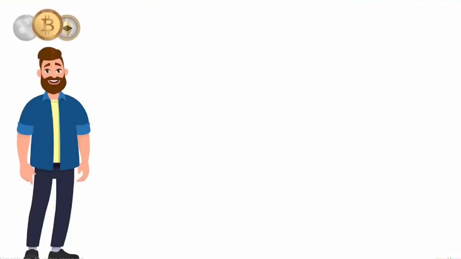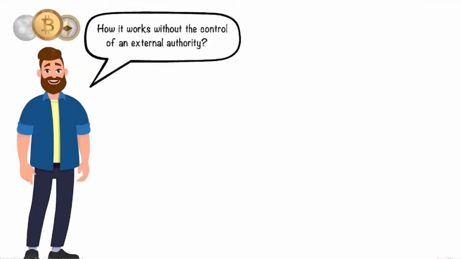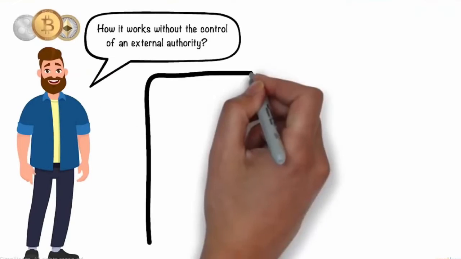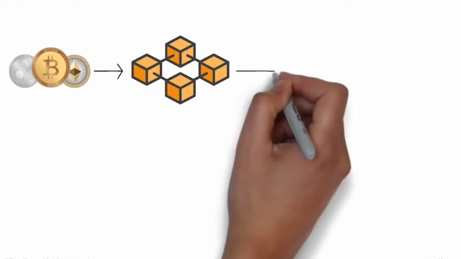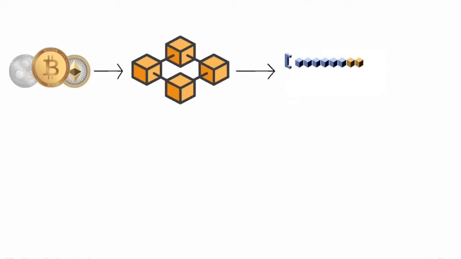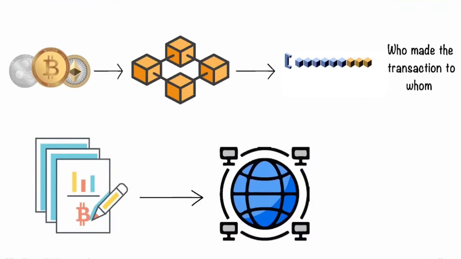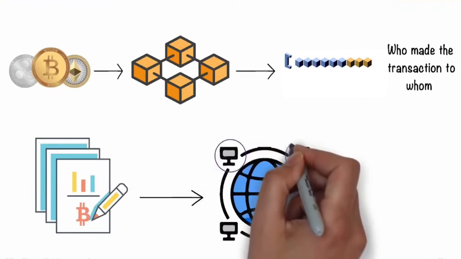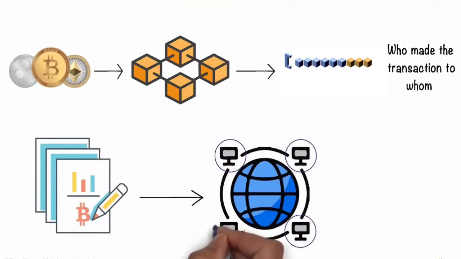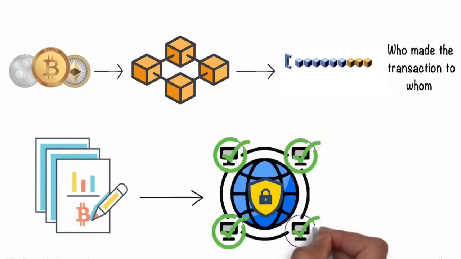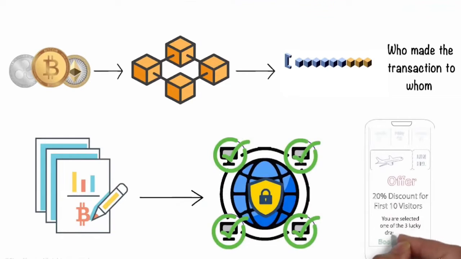Daniel was impressed by cryptocurrency, but he wondered how it works without the control of an external authority. Upon research, he found out that cryptocurrency works on blockchain technology. Blockchain is a set of blocks that record information of transactions, like who made the transaction to whom, the amount of trade in the form of a digital ledger that is distributed across the entire network, meaning the data is replicated and stored on each node across the entire blockchain network, making it more secure and impossible to change, hack, or cheat the system. Then it is verified and validated by every node to proceed with the process of making the transactions.